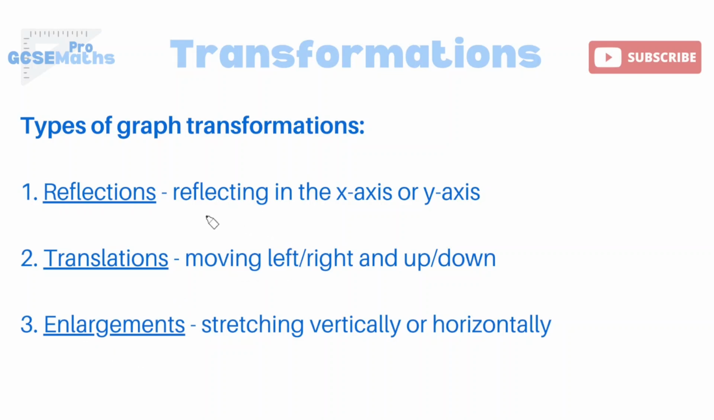So obviously they're in the name. Reflections means we're going to be reflecting the graph either in the x-axis, so up and down, or in the y-axis, so left and right. Translations means we're moving it. So we might be moving the physical graph a few squares to the left or to the right, or a few squares up or down. And then enlargements means we're stretching the graph. Even though it says enlargements, that doesn't necessarily mean it's getting bigger all the time. It could actually be getting smaller. So it can either get taller or shorter, or it can get wider or narrower, okay?